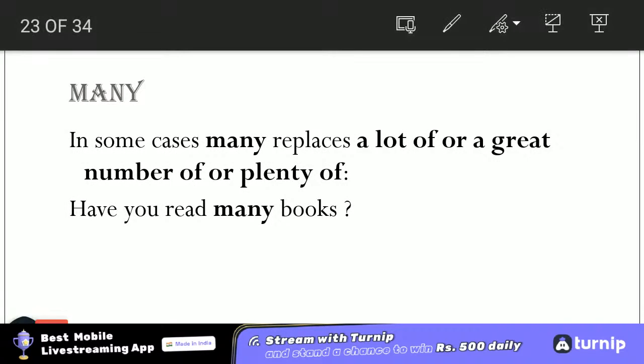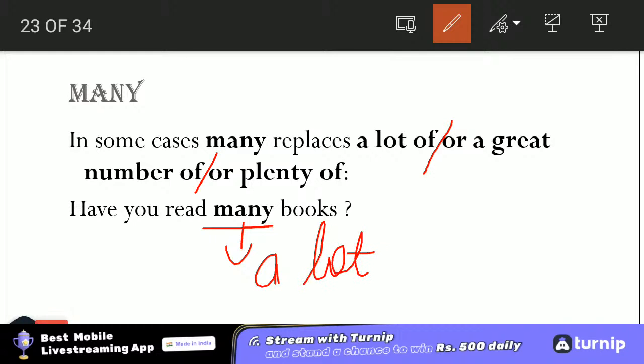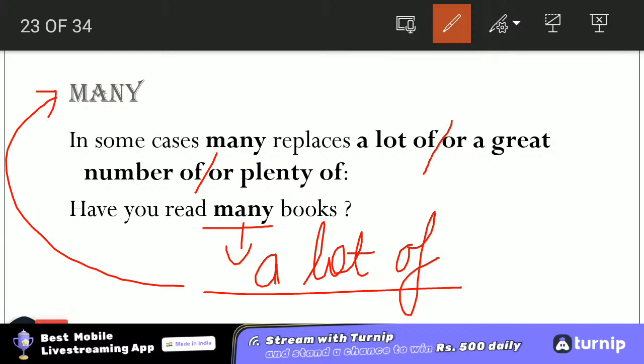Next, many in some cases replaces a lot of or a great deal of or plenty of. कितने सारे हैं, कितने great हैं. Have you read many books? Many की जगह ये भी हो सकता है, have you read a lot of books? So a lot of is being replaced by the word many. Similarly, in situations where there is a great deal of or plenty of, the determiner replaced is many.